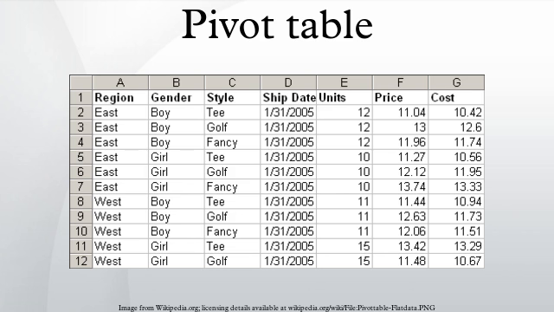Each of the fields from the list can be dragged onto this layout, which has 4 options: report filter, column labels, row labels, summation values. Report filter is used to apply an Excel filter to an entire table.